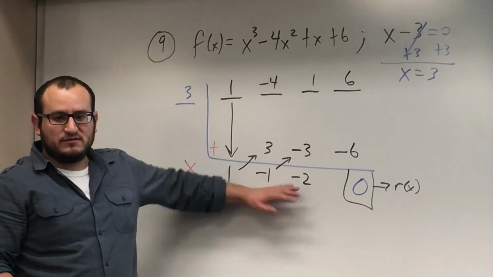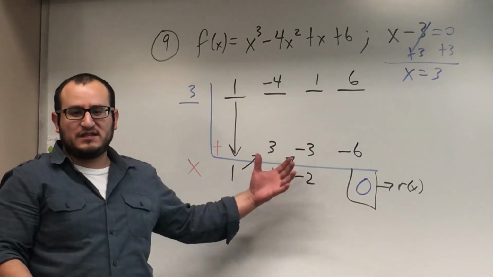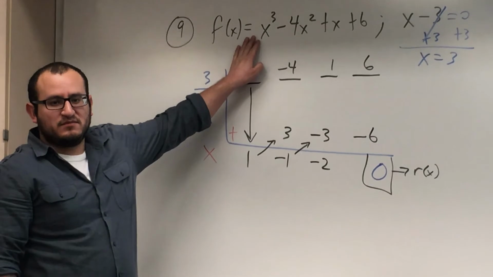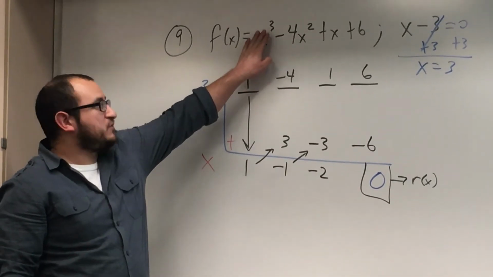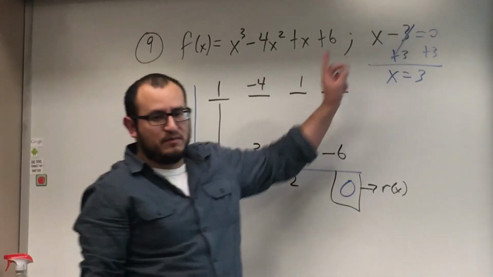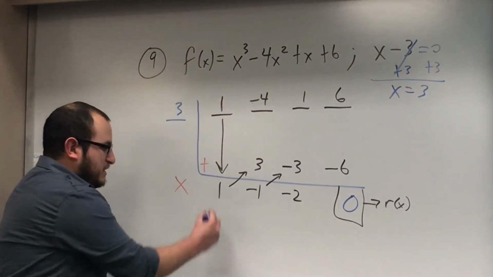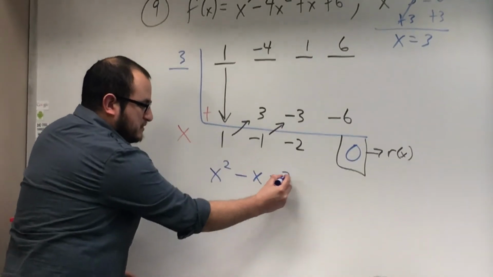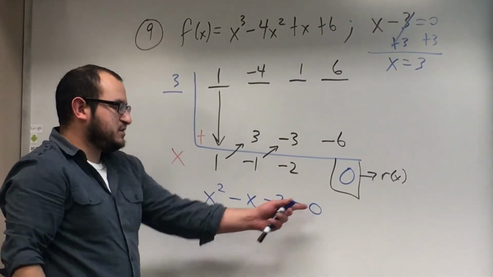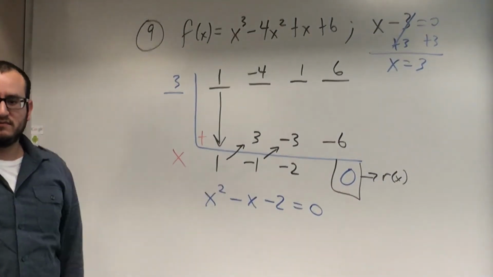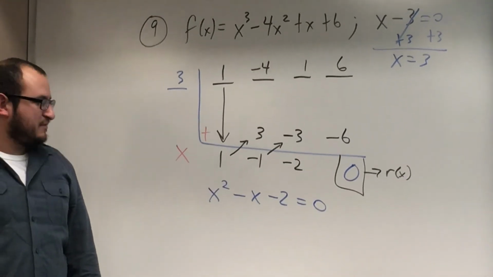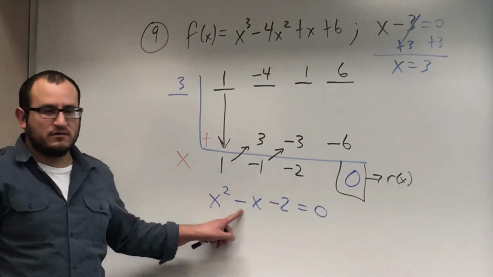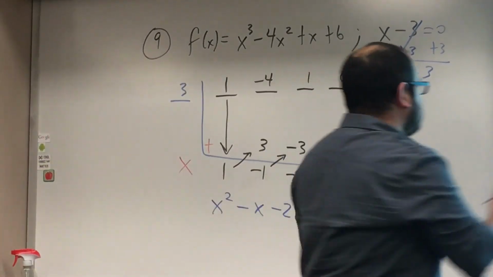How do we factor this out? Well, we can't factor numbers, and we have to actually have terms in there. So if you look at your original polynomial, you have a power of 3, and we're dividing by a power of 1. So 3 minus 1 is 2. So this becomes x squared minus x minus 2. And I know this is equal to 0 because it's factorable. All right, so let's go ahead and factor this out.